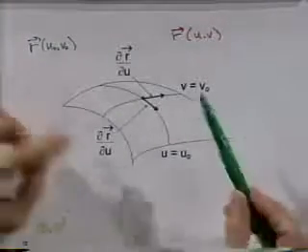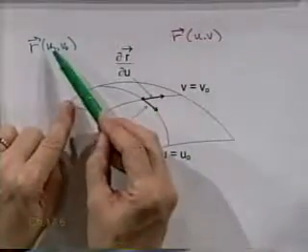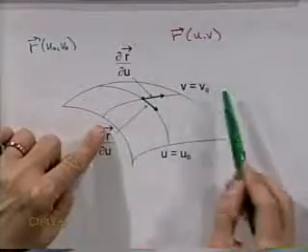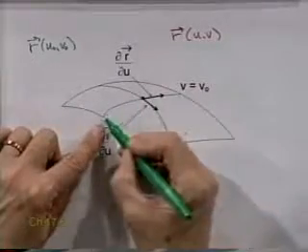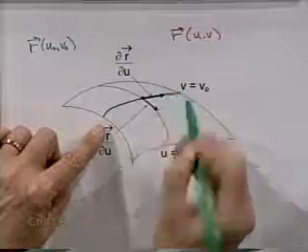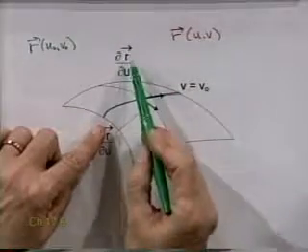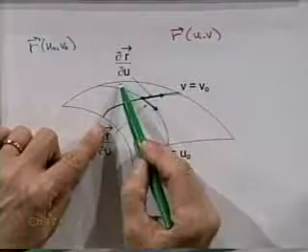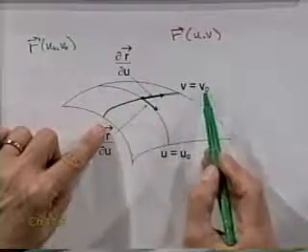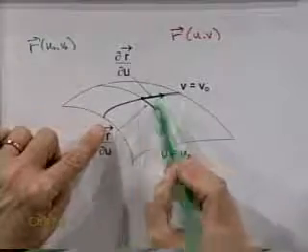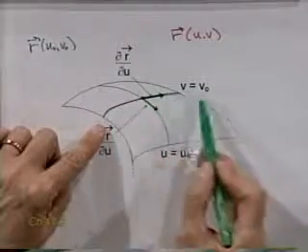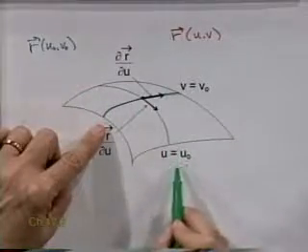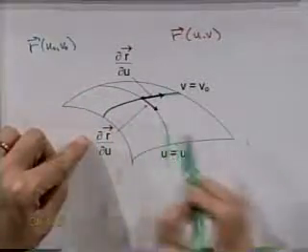So I say, wait a second. If this point right here corresponds to u naught, v naught, if I hold v constant, v is equal to a constant, I get this curve right along here. Okay? And if I take the partial of r with respect to u, remember r is a vector, so the partial of r with respect to u, that means we're letting u change but v is held constant, gives me this vector. Notice this vector is tangent to the surface. I could also hold u constant and take the partial of r with respect to v.